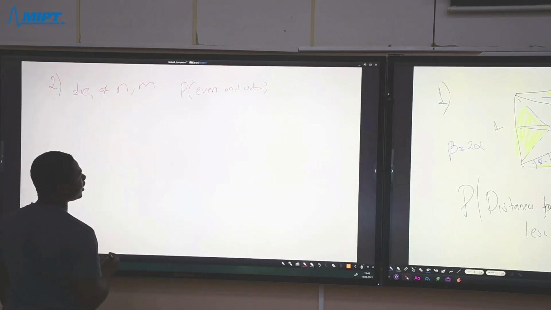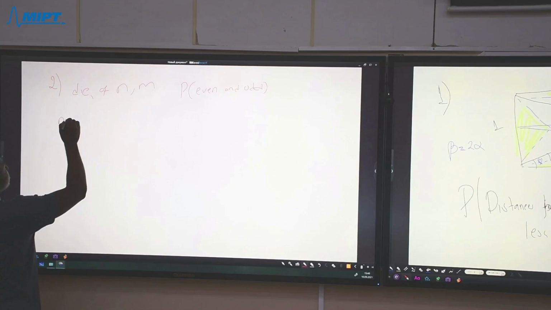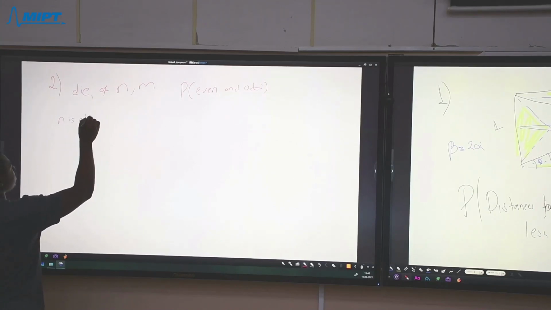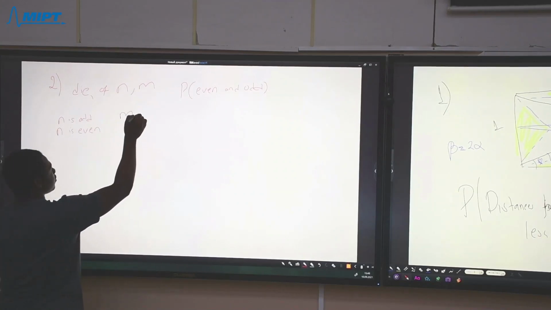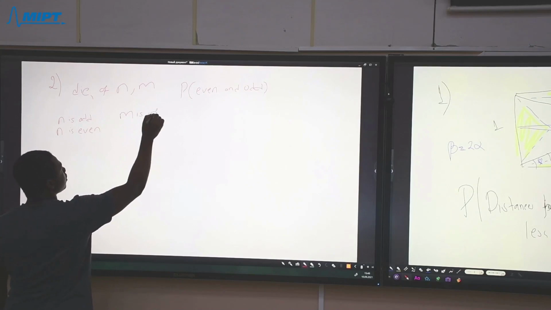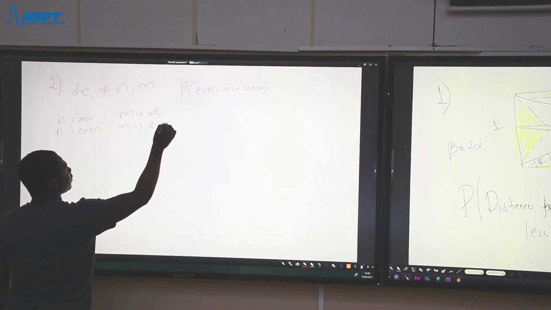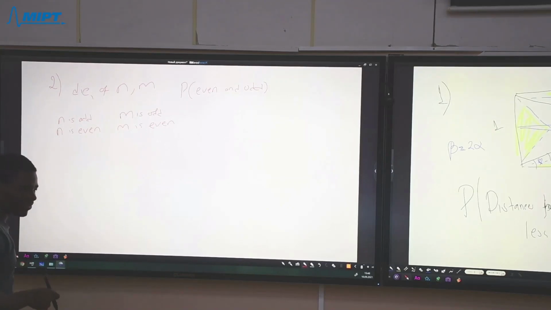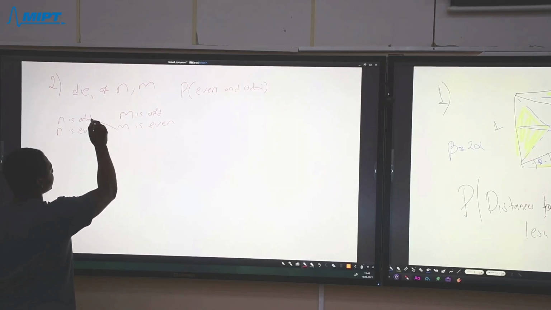What I think the idea is, it's either n is odd or n is even. Wait, we don't know if n is odd or even. Okay, you are looking at, but you have too many options, 4 options. So it's either this, or this.